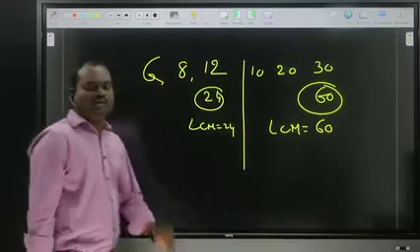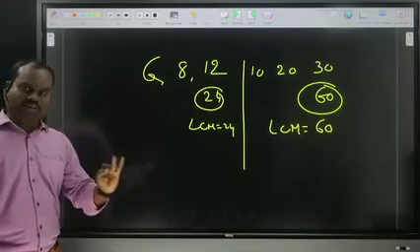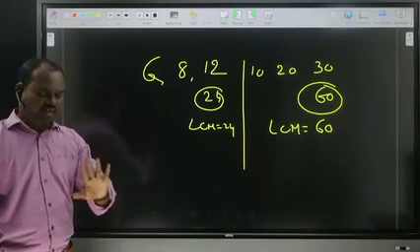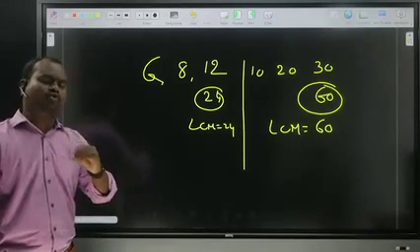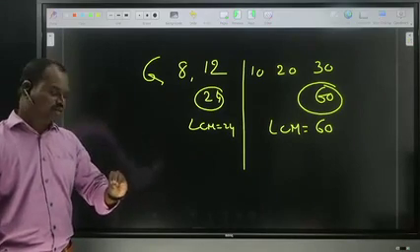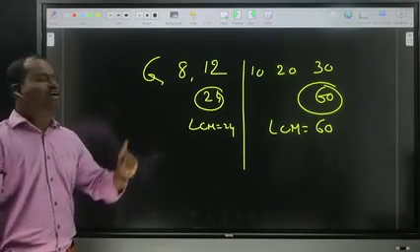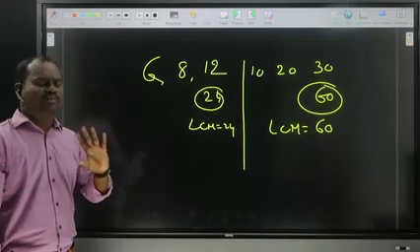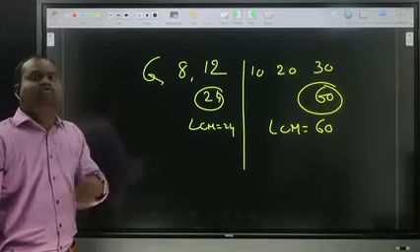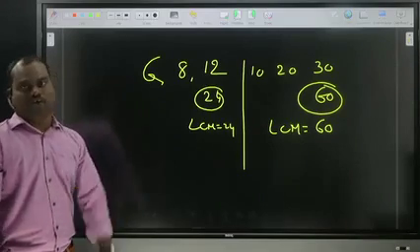Now I have said there are 3 methods: the normal method, the elimination method, and looking at the highest number. Based on the numbers, you can choose your convenient method. You can use the normal method or the elimination method, or look at the highest number. No method is compulsory. Based on the numbers, you have to decide which is convenient for you. Okay, now.